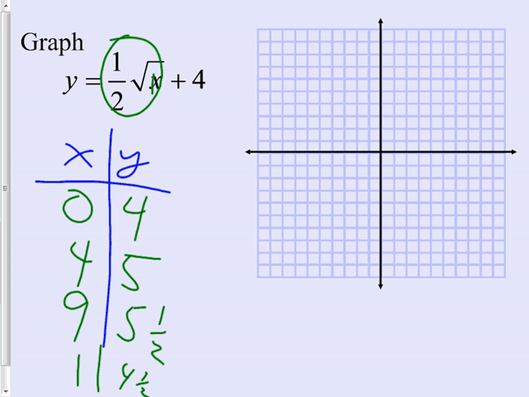You don't have to graph the parent. You don't have to make it half as tall then. You don't have to move it down 4. It'll be there in the first place. So now you might like this way better. 0, 4, 4, 5.